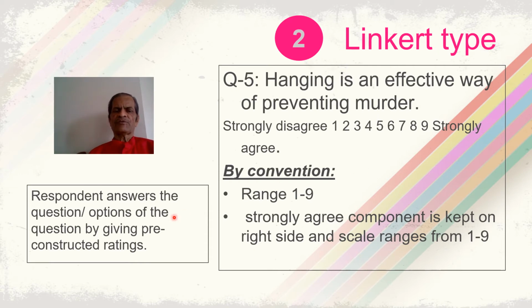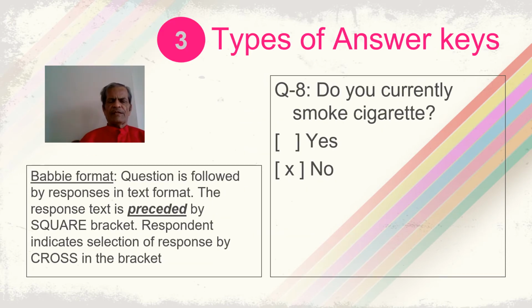So that is the Likert type, wherein the response is in the form of a pre-constructed rating scale which has a range of 1 to 9, wherein 9 means strongly agree and 1 means strongly disagree, and the strongly disagree component is kept on the left and the strongly agree component on the right side. So friends, that finishes the common types of questions in a questionnaire.